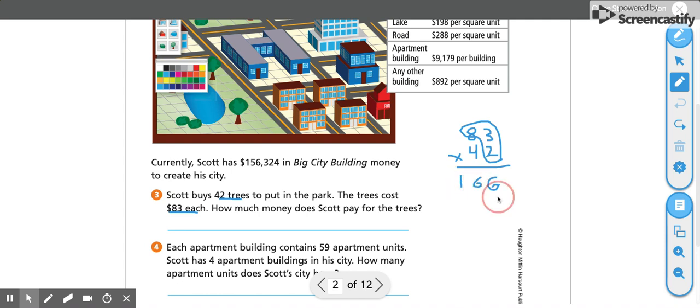Since it's a turtle, I'm going to lay my egg or add my 0 and then put a collar on my turtle. Now we'll go this way. 4 times 3 is 12. 2, carry my 1. And then 8 times 4 is 32, plus 1 is 33. And I'm going to go ahead and add these up. 6 plus 0 is 6. 6 plus 2 is 8. 3 plus 1 is 4. And 3. $3,486 it's going to cost to buy 42 trees. That's a lot of money for 42 trees.